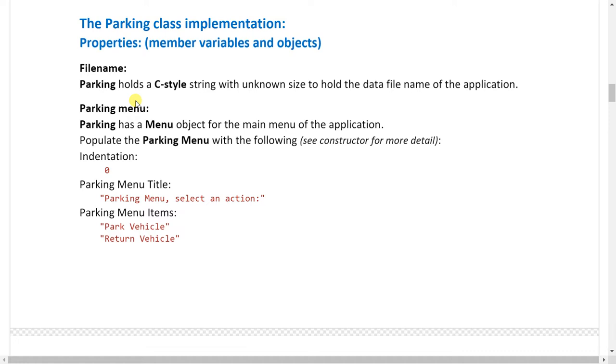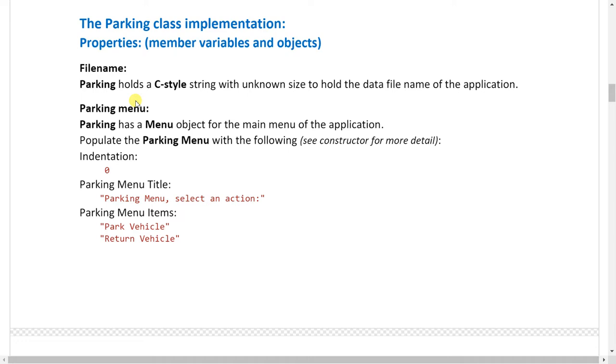And then you have two more properties, two more variables, but compound types. One is the main parking menu, and the second one is the sub menu. These are the other two. So you create two instances of the menu that you created in milestone one. One is for the main menu that you're going to display. The second one is the sub menu that you're going to display when the first option of the menu is selected.